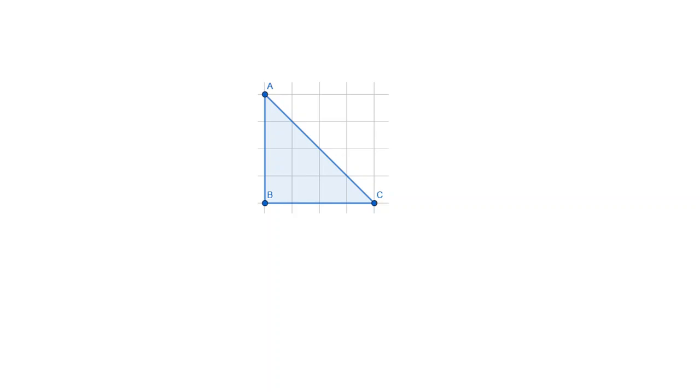Hi everyone, today we're looking at finding the area of triangles. This is a quick activity that we'll cover in more detail when we get back to school. It's just a one-off assignment for today. So on the screen at the moment I've got a triangle.